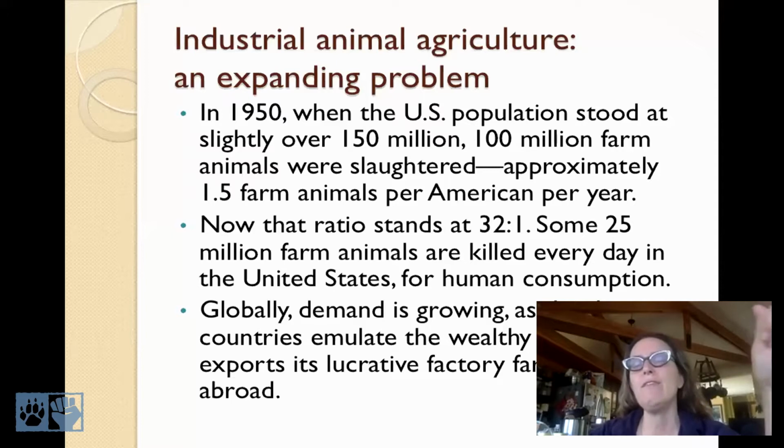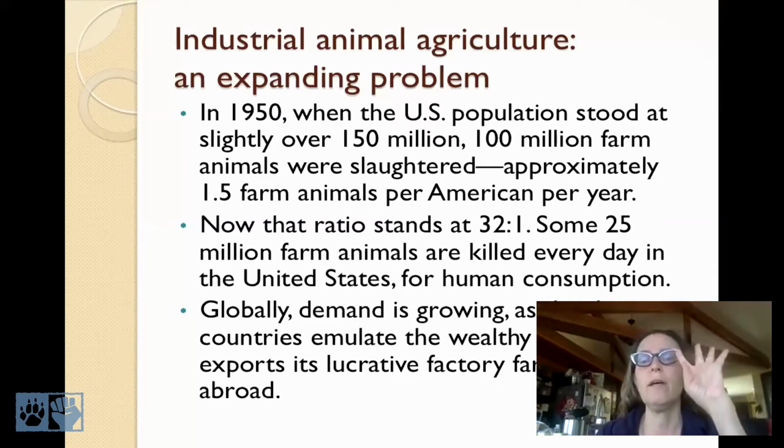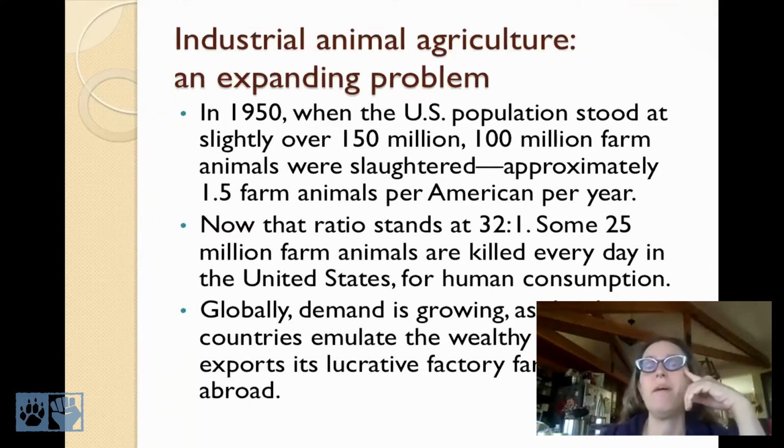So for example, in 1950, and I apologize, a lot of my data is from the US. I think global data is needed too, and I hope to include that in the future. But in the US in 1950, the US population was slightly over 150 million, and 100 million farm animals were slaughtered, which is approximately 1.5 farm animals per American per year. And that ratio now is 32. So you can see 32 to 1.